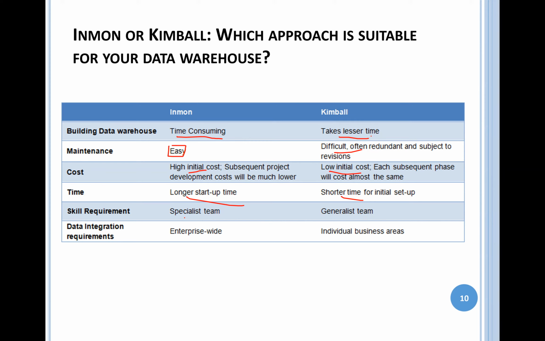This is for a specialist team. Okay, skill requirement is a specialist team versus a generalist team, where anyone can do that. So for individual business areas, we will go for the Kimball model, and for enterprise wide, we will go for the Inmon model. So this is the difference between the two models.